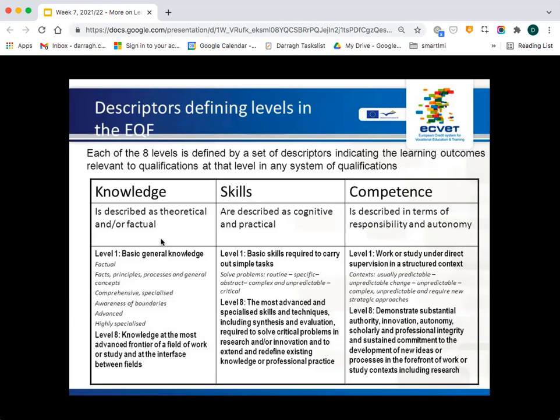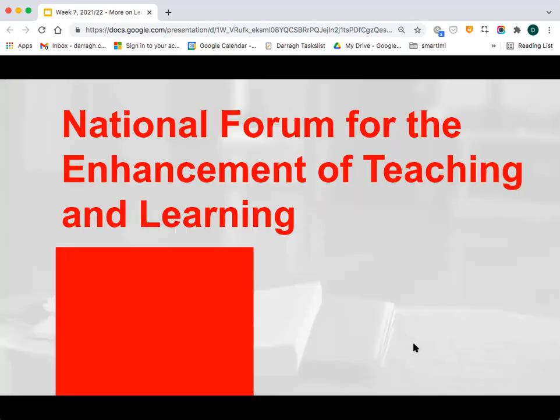You can see there, for example, if you're talking about level 1, knowledge is just basic general knowledge. The skills are basic skills to do simple tasks, and when the EU talks about competence, they talk about responsibility and autonomy. So a level 1 competence would be to work or study under direct supervision. At level 8, the knowledge is at the advanced frontier in the field. The skills at that level are the most advanced and specialized skills and techniques, and the competence is substantial authority, innovation, the ability to work independently, and again at the forefront of the particular field.